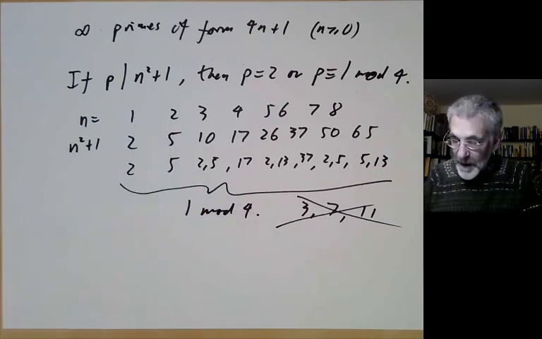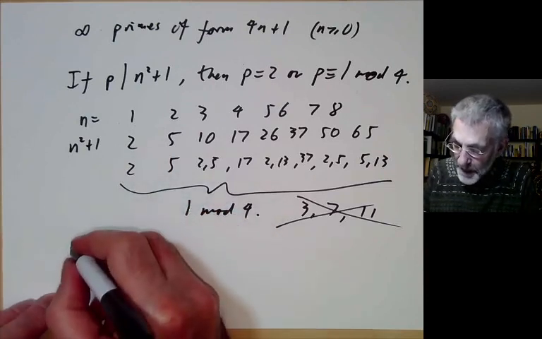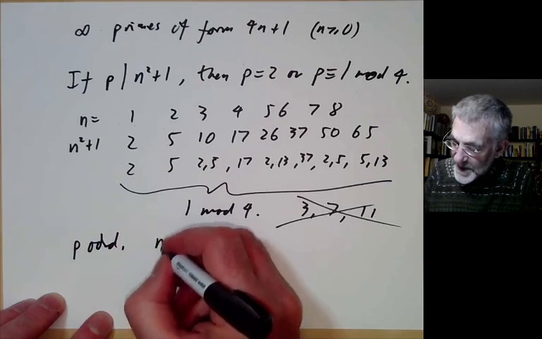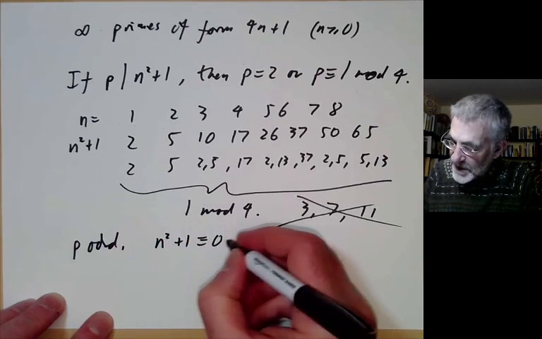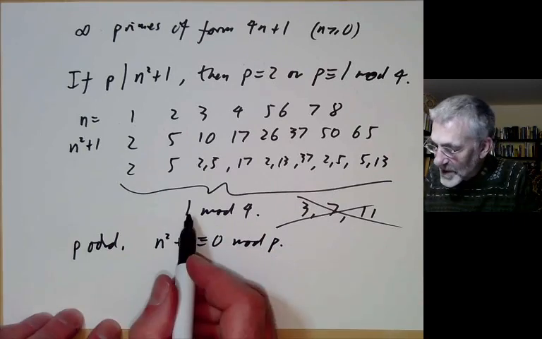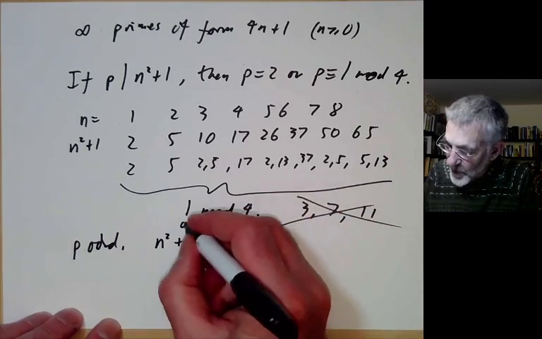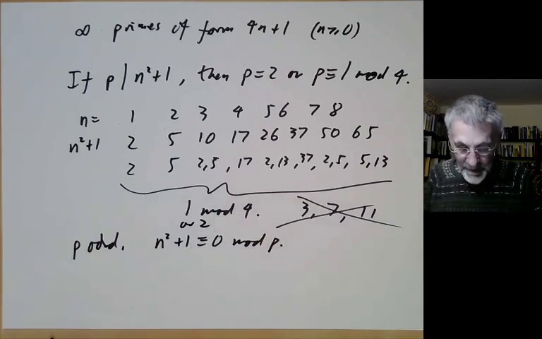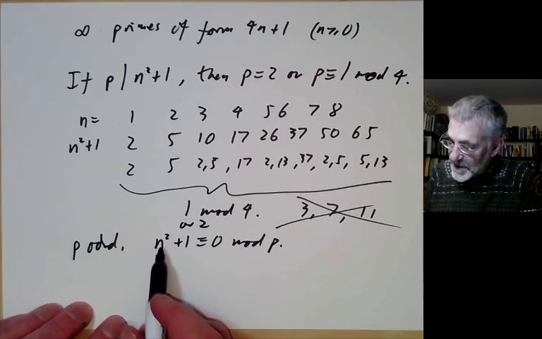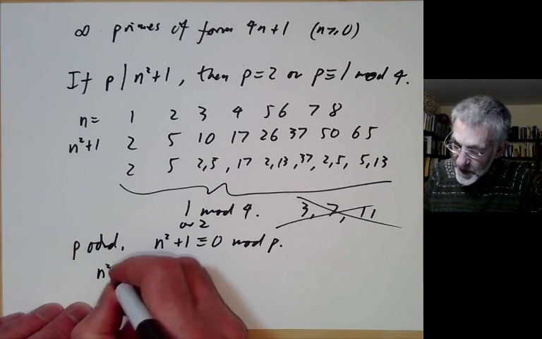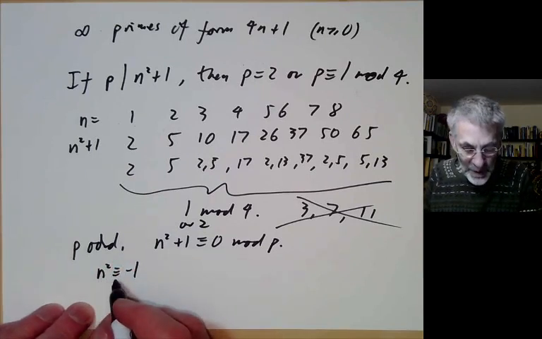So let's take p to be odd, and let's suppose n squared plus 1 is congruent to 0 mod p. Sorry, when I said these are 1 mod 4, they're 1 mod 4 or 2. 2, of course, is not 1 modulo 4. Suppose n squared plus 1 is congruent to 0. Well, this says n squared is congruent to minus 1. These are all modulo p.